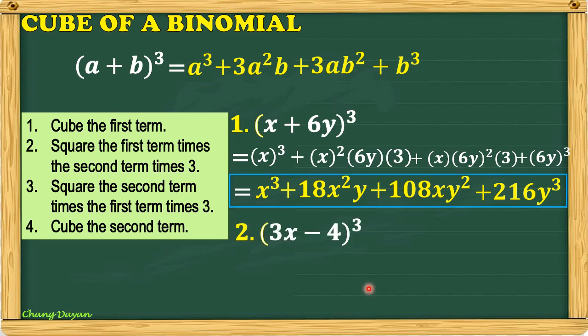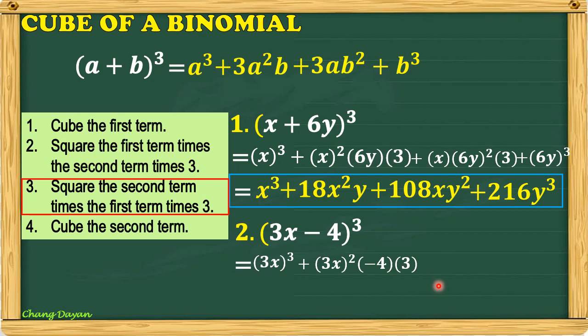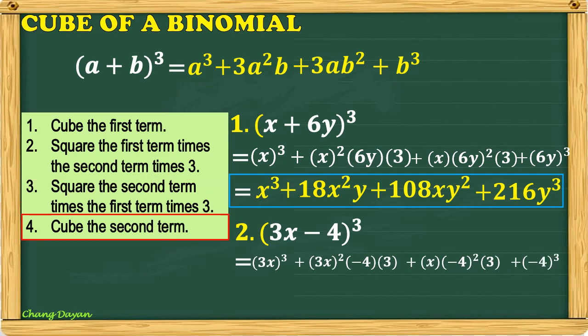Next, 3x minus 4 quantity cubed. Again, cube the first term. 3x times 3x times 3x. Then, multiply 3x squared by negative 4 times 3. And then, multiply x by the square of the second term times 3. And then, cube the second term. So, negative 4 cubed.